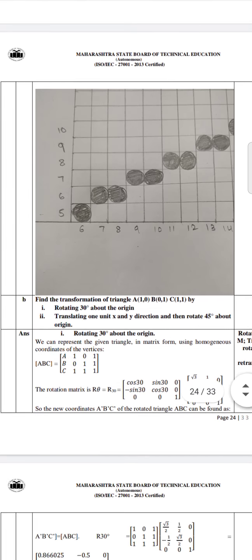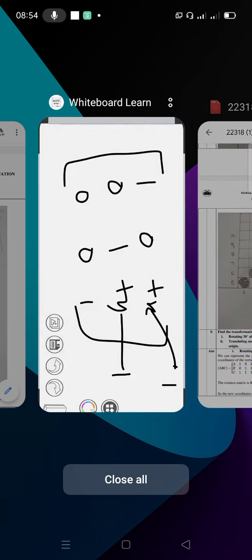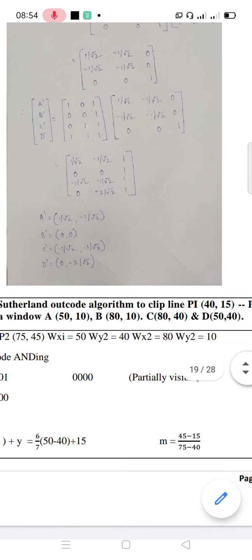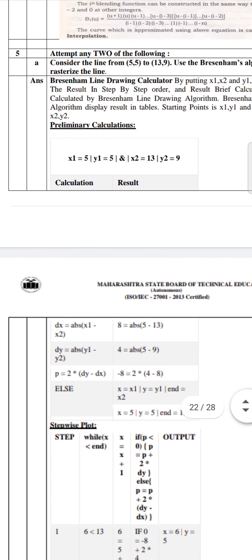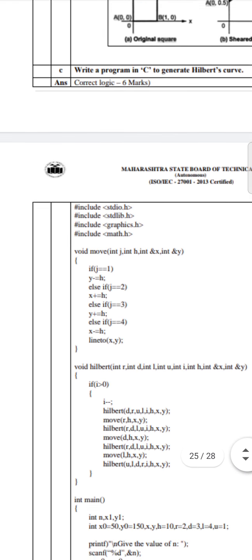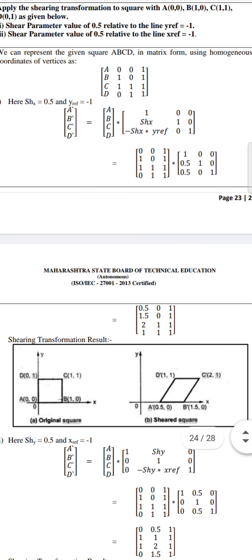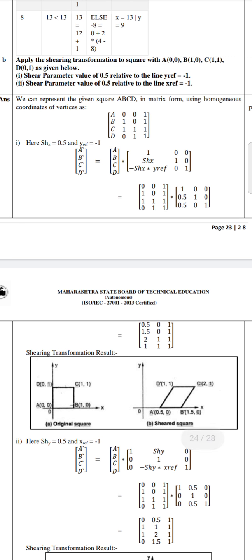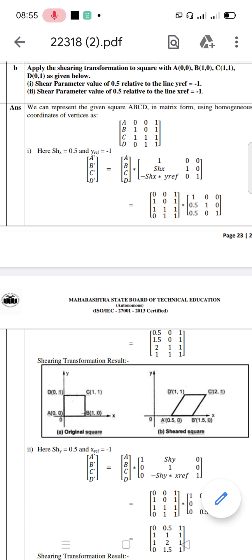Now we will see one more problem based upon transformation. Now we will go for the shearing transformation, or shear transformation. In the previous video which I shared on your WhatsApp group, we discussed the shear transformation, so I will briefly cover that part also.